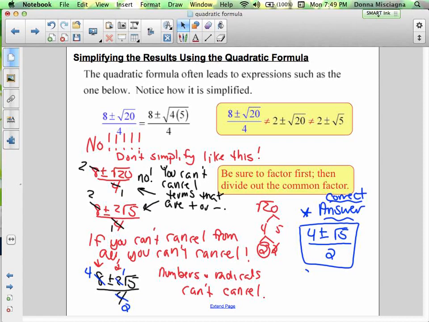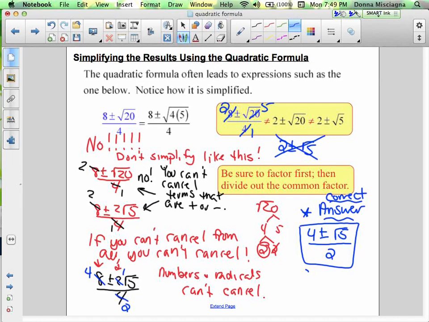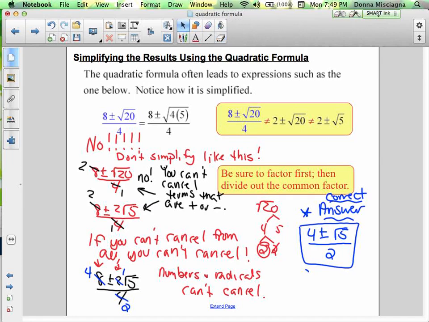Also wrong: you can't cancel numbers and radicals. I can't go, okay, divide everybody by 4. I got 2, I got 1, I got 5. Ha, it's 2 plus or minus the square root of 5. Wrong, wrong, wrong. That does not equal. And you might think, why am I telling you over and over again? They can't do that. That's not mathematically equivalent, right? The square root of 20 and the square root of a number and the number itself are not the same things, because too many students forget and they make that error on the simplifying.